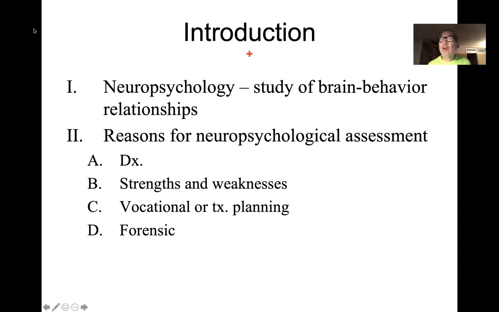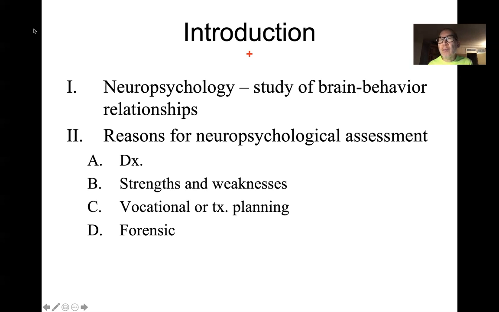And finally, another area where neuropsychological assessment is used is the forensic setting, very commonly. I don't know what the percentage is, but it's close to half the time a neuropsych assessment will be involved. Anywhere between a third to half the time, you're going to see this kind of data come up in forensic issues.